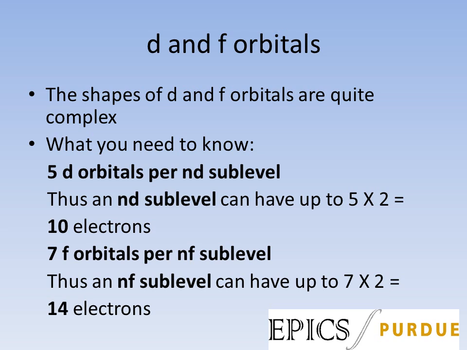If you haven't noticed, there is a trend at work here. ns sublevels have 1 s orbital, np sublevels have 3 p orbitals, nd sublevels have 5 d orbitals, and so on. A good way to remember this is that it increases by 2. And since there are 2 electrons per orbital, the number of electrons that can be in a sublevel increases by 2 times 2, which is 4.